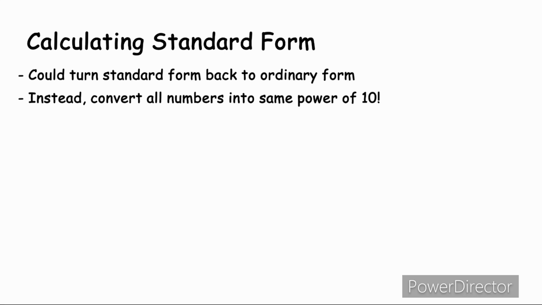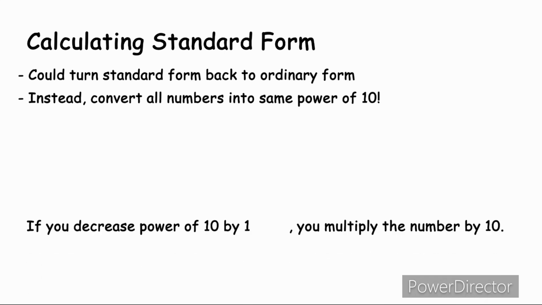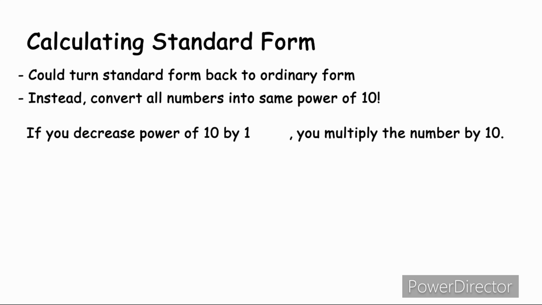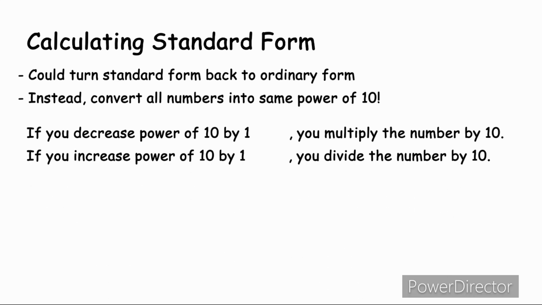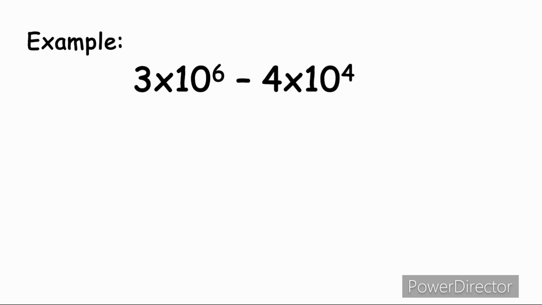Before we move on to the example, just remember this. Multiplying a number by 10 will decrease the power of 10 by 1, and dividing a number by 10 will increase the power by 1. Inverse operation stuff, as decreasing power is just division and increasing powers is just multiplication. More about this on the right hand corner. But right now, we can have a look at this example.